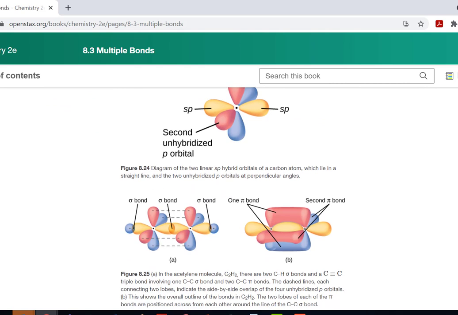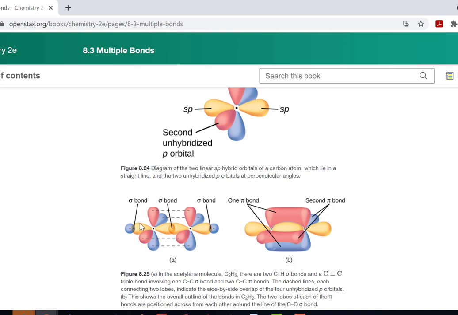So what we can describe happening here is each of the carbons has an overlap between the atomic orbital on the hydrogen and their sp hybrid orbital to form a sigma bond, very similar to what we saw in the previous example, but in this case it's sp instead of sp2, but the same thing can happen. And then as well we have an overlap between the sp on one carbon and the sp on the other carbon to form a sigma bond.